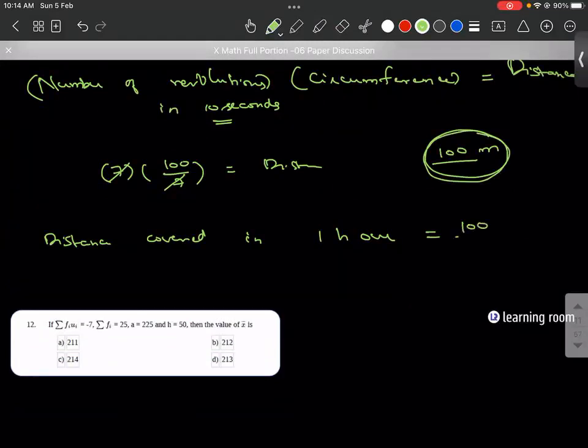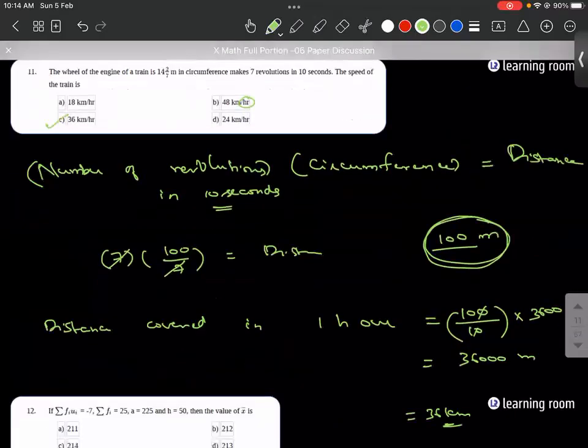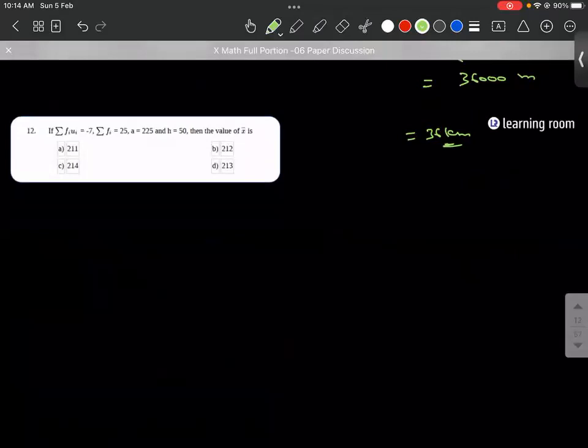So 100 divided by 10 will be the distance covered in 1 second, into 3600 will be the distance covered in 1 hour. So how much is the answer going to be? This and this will get cancelled. It will be 36,000 meter, or 36 kilometer. So it is covering 36 kilometer in 1 hour. So answer will be C. Answer for 12th one.